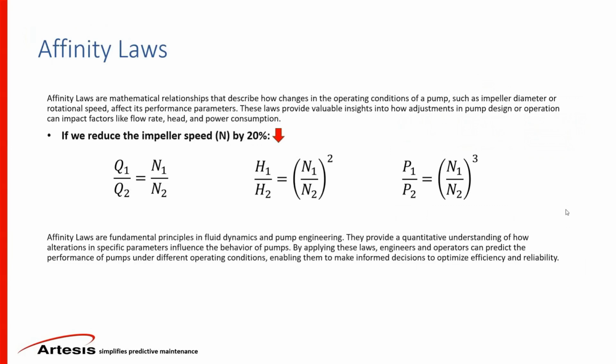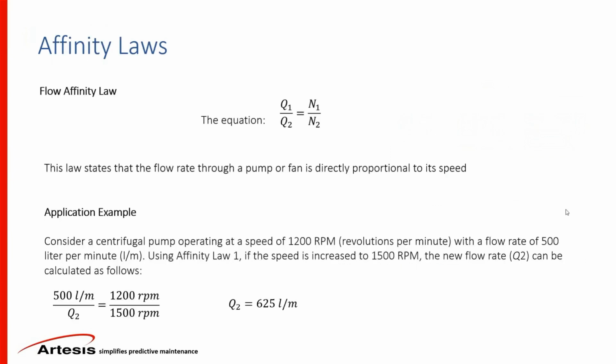So we'll start off with some simple examples. If you reduce the impeller speed by 20%, the flow will reduce by 20%. So there's a direct relationship or proportionality between the speed and the flow rate. However, if you look at the head, it will actually reduce by 36%, and the power will be reduced by 49%. Now, let's look at each of these parameters individually so we understand them better.